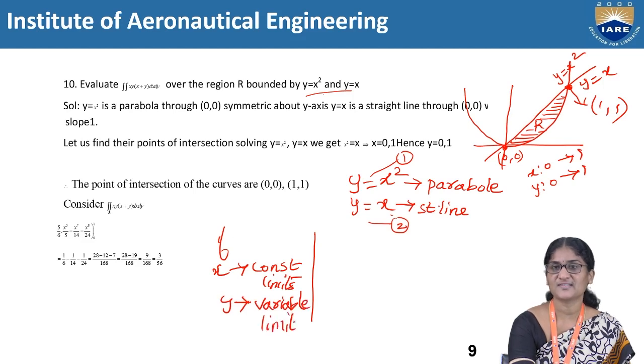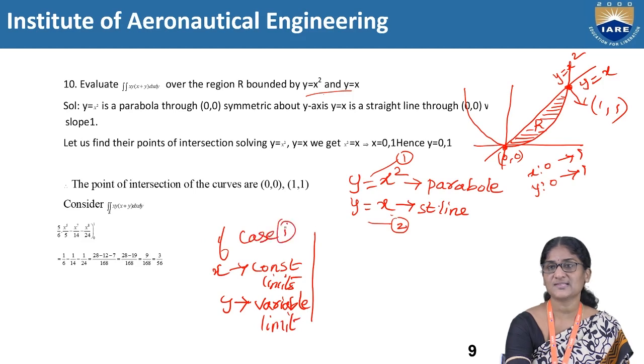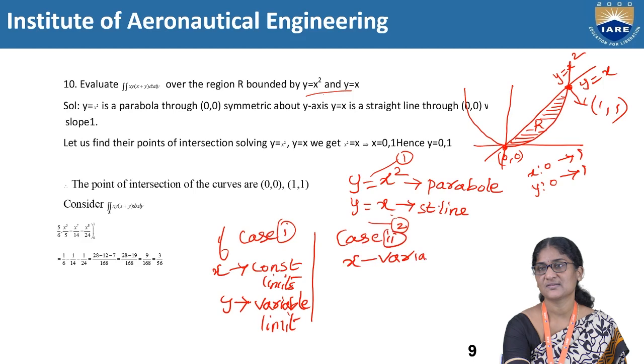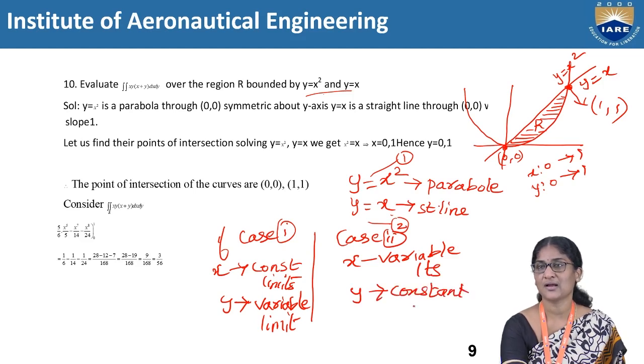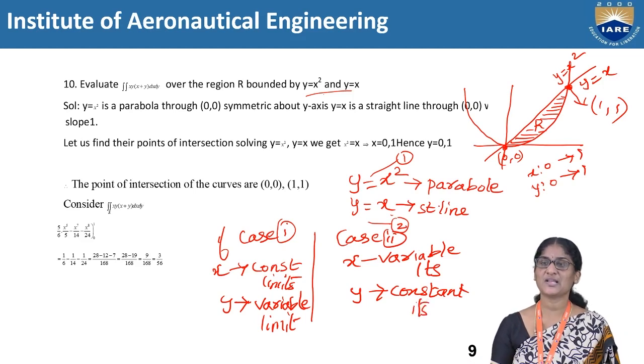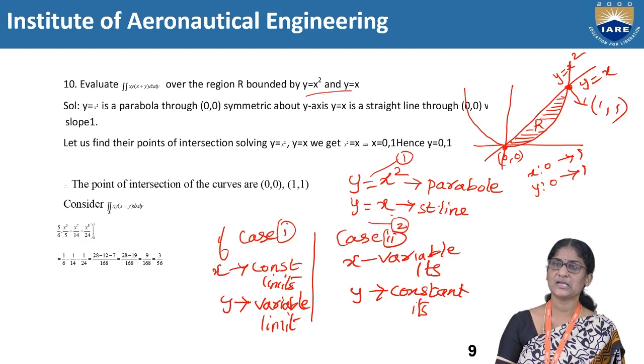If this is the first case, okay, case 1. In the second case, if you are taking x as variable limits, then you have to take y as constant limits. This is a must, you have to remember. If both are variables, the question is incomplete, so remember that only one should be a variable limit and the other should be the constant limit.